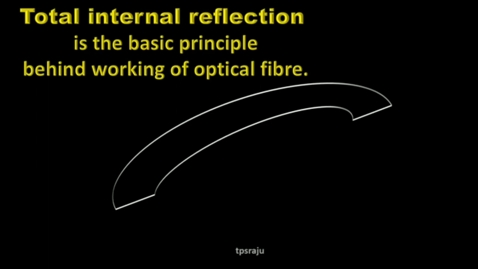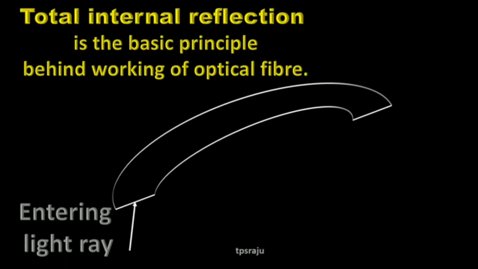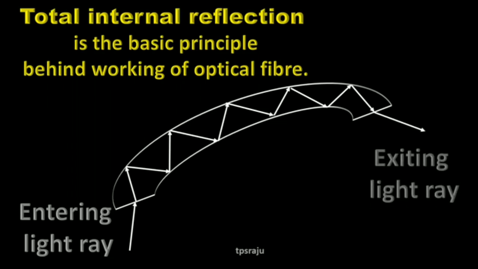When light enters an optical fiber, it makes a nearly glancing incidence on the wall. The angle of incidence is greater than the critical angle and hence total internal reflection takes place. Thus, the light is transmitted along the fiber.